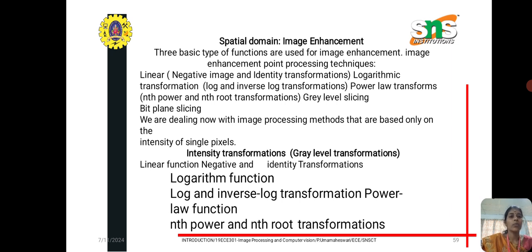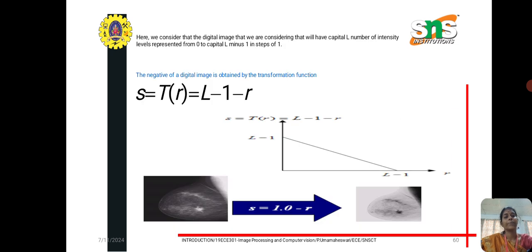We are now dealing with image processing methods that are based only on the intensity of single pixels. The intensity transformations are the gray level transformations: the linear function, negative and identity transformations, the logarithmic function, log and inverse log transformation, power law function, nth power and nth root transformation. Here we consider that the digital image has a capital L number of intensity levels, represented from 0 to capital L minus 1 in steps of 1.